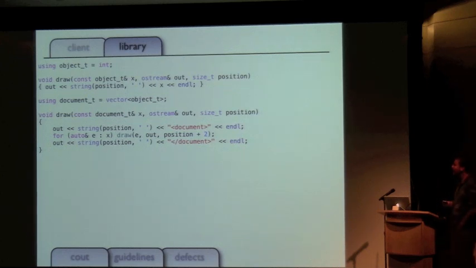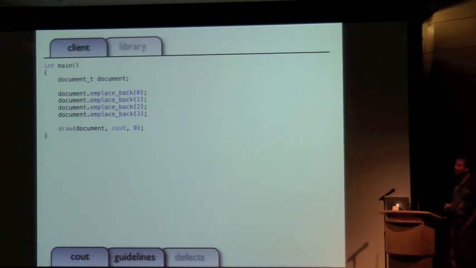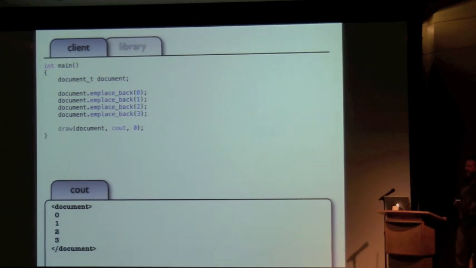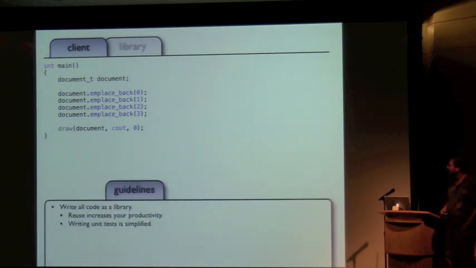So we're going to write a little library here, and develop a little teeny application. We've got a notion of an object type, which is just an integer, and we can draw our object, which is we're just going to put it to standard out. And we've got a document type, which is just a vector of these objects, and we can draw our document type. So I can write a little program like this to create a document, put 0, 1, 2, 3 into our document, and print the document, and I get that as a result. Easy enough? Everybody follow? Okay, so what I just said: write all code in the library, reuse increases your productivity, and writing unit tests is simplified.